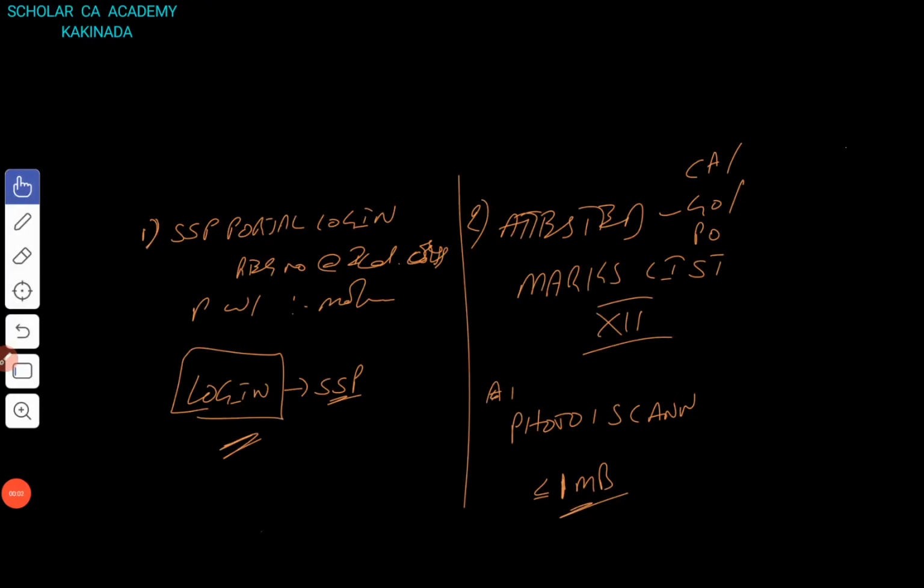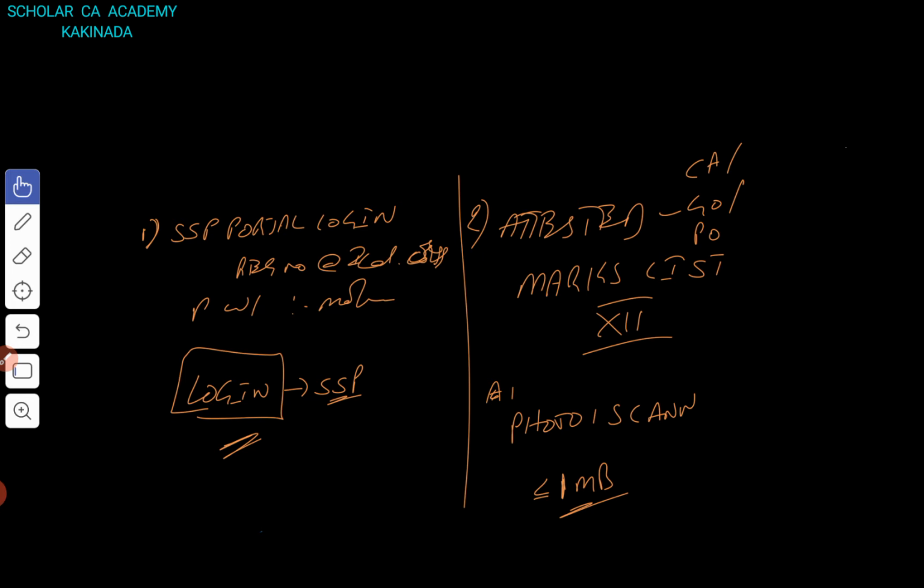So in this video we will be knowing how to convert your provisional registration of CA Foundation to regular registration. Before starting the process, you need to find your SSP portal login details in your registered mail ID. At the time of registering to CA Foundation, you might have given an email ID. On that email ID you will be receiving your SSP portal login details.